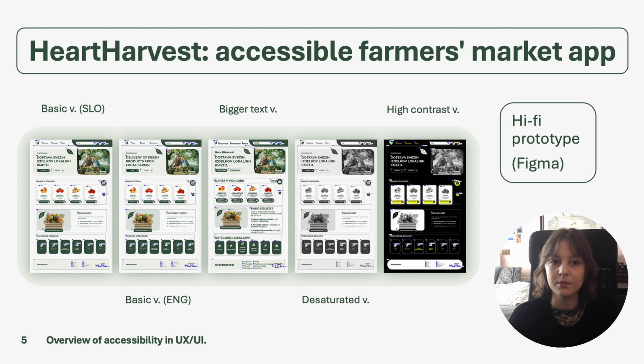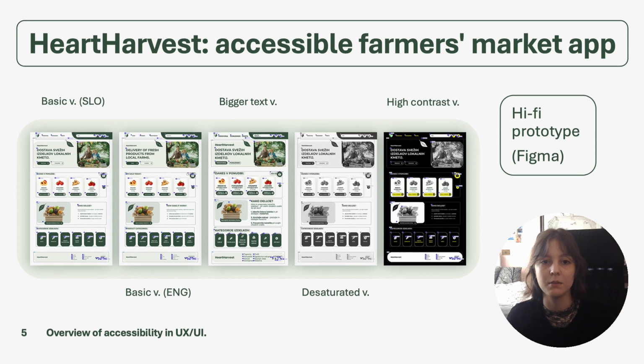The versions of the app that I made were a basic version, the Slovenian one, an English version, a version with bigger text, a desaturated version, and also a high contrast version. I also made a feature that the user can stop animations.